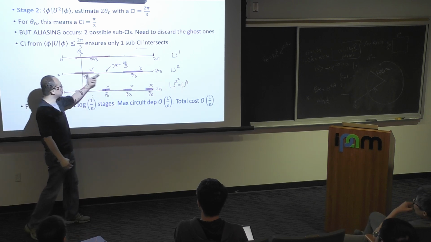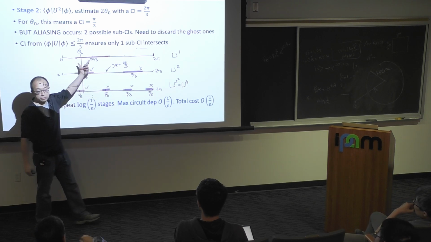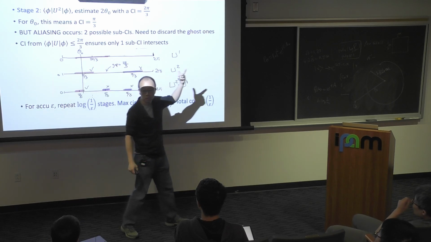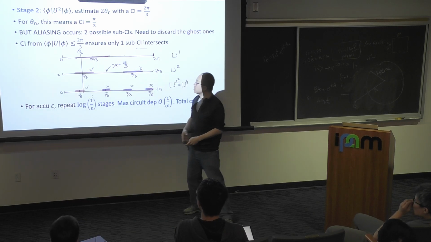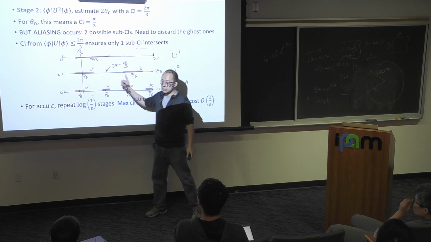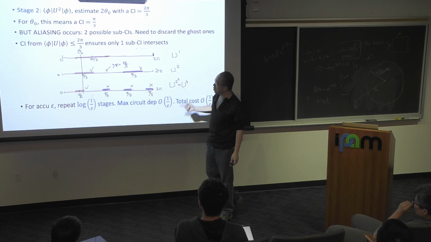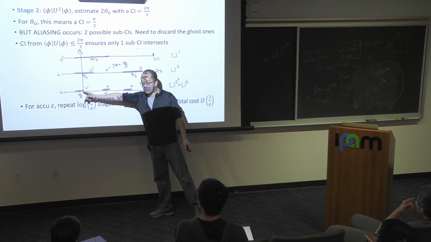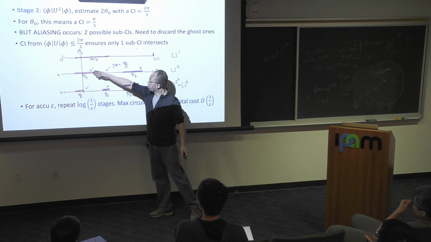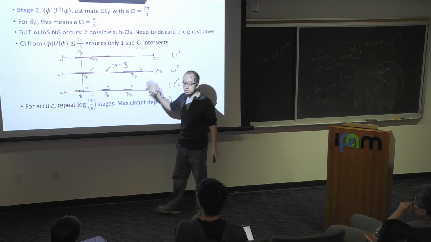So therefore, only one of these 2 subintervals will overlap the interval that I have on the previous stage. That's the important part, right? So with this information, I can just select the right one and discard the bad one. Now, you repeat this process, and at every stage, you can only keep one good confidence interval. The rest of them will not overlap with the previous stages, and you can just safely throw them away.